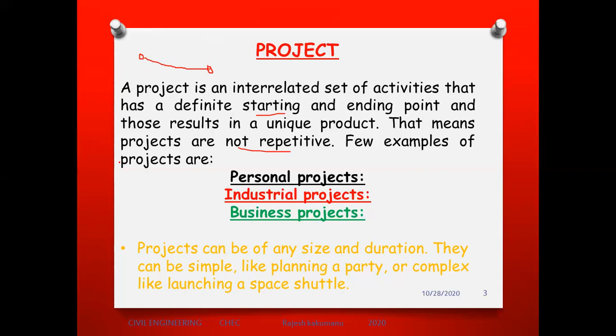So like this, you have personal projects, industrial projects, and business projects. Personal projects means these projects come to an individual, a single entity, or a student, right, or a faculty. Like this, you can make some personal projects. So that is a matter of personal choice.